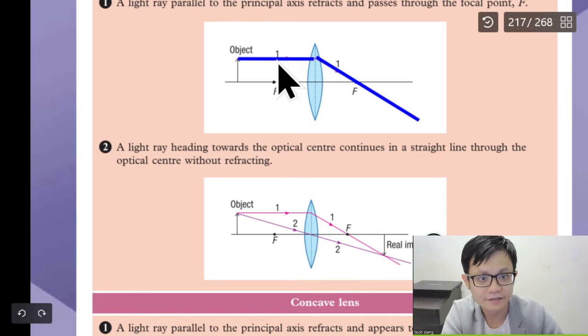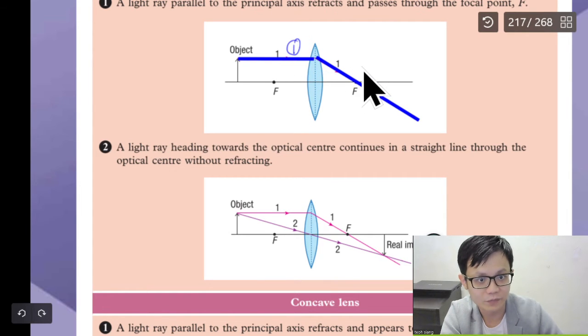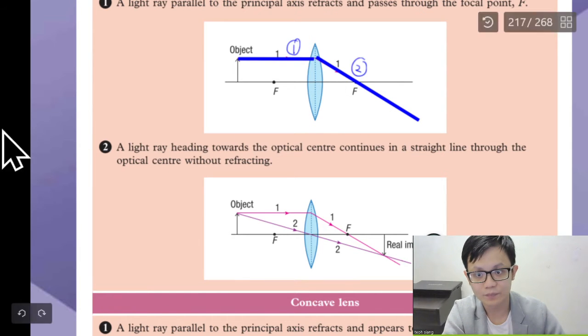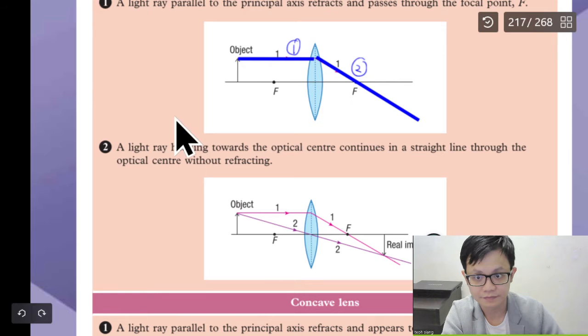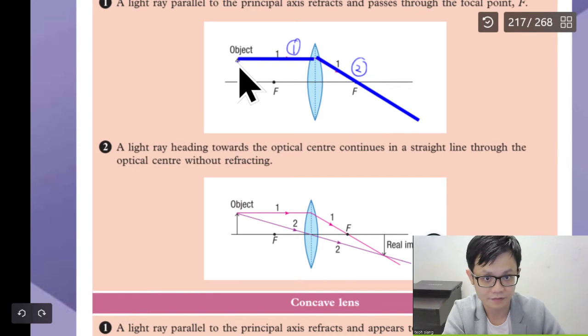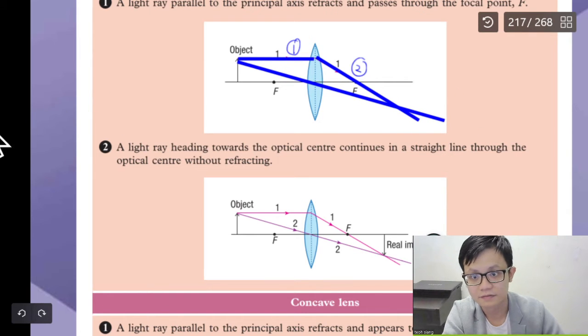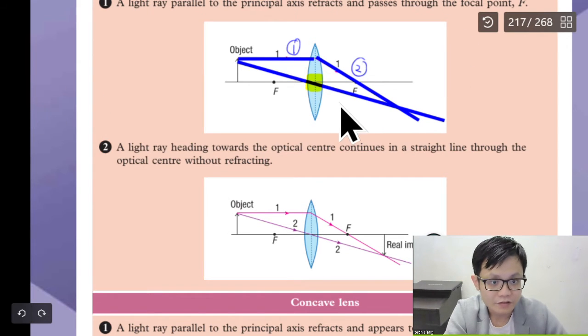Draw the straight line. Second step, draw a straight line going down. Third step, draw a straight line from the object passing through the midpoint of the lens. So this is the midpoint, the center of the lens. Can you see? Okay, this is the third step.